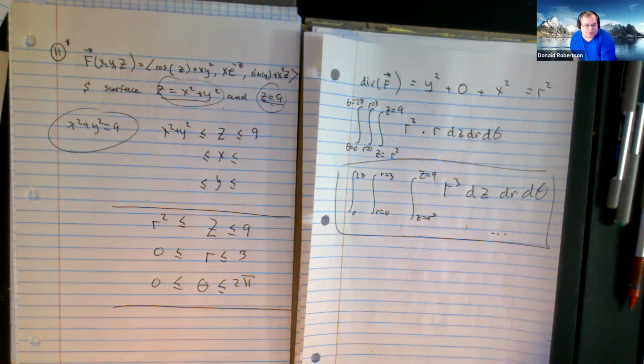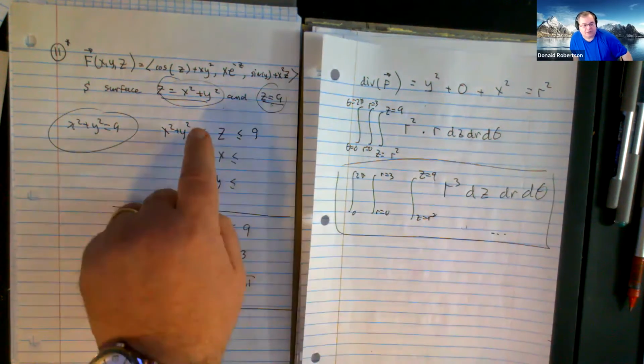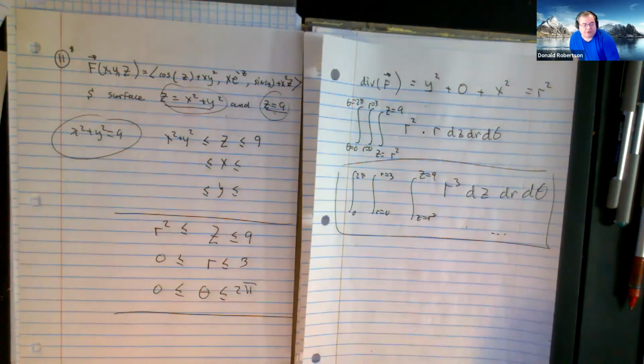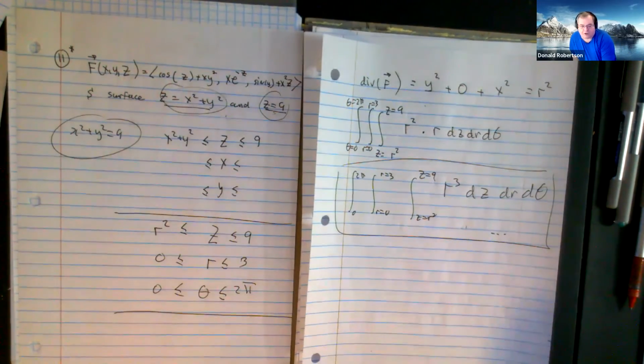So I guess the moral of this story is that when you're doing the divergence theorem and you're trying to create limits for x, y, and z, if there's an x squared plus y squared or something like it floating around, you should think polar, or to be really exact, you should think, right, finally got the word, cylindrical coordinates. You should think cylindrical.